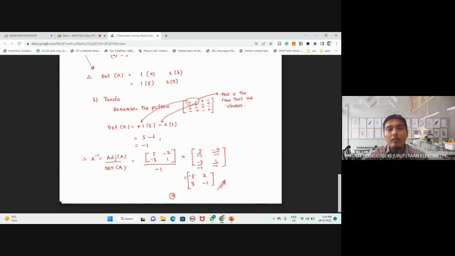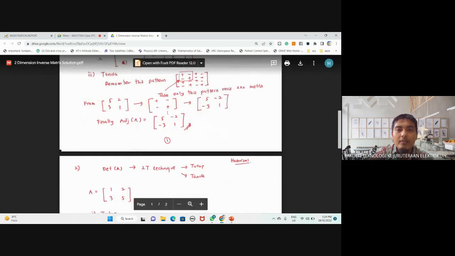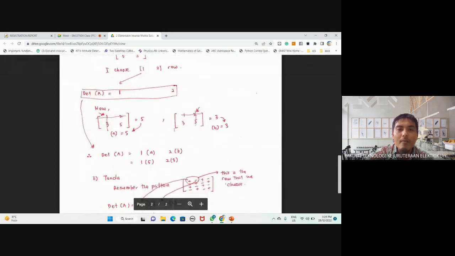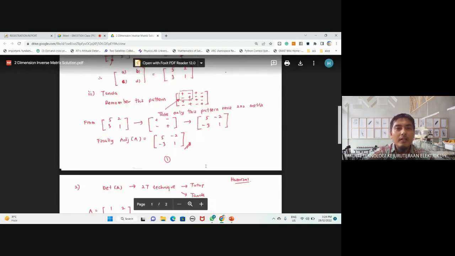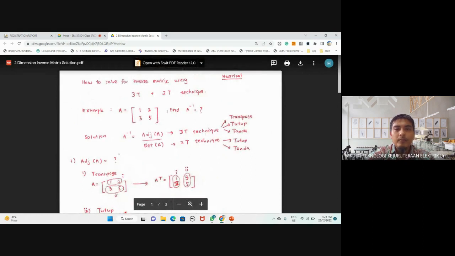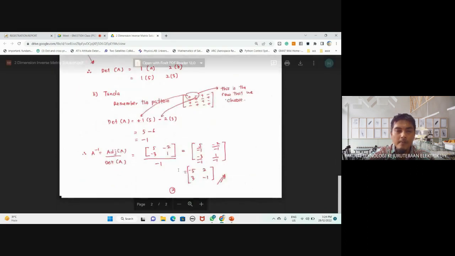Okay, so now you already have the adjoint A and determinant A. The adjoint A result divided by the determinant A result is -1. So this is the A inverse that you obtain from the calculation. So the answer is, this is your A. So the A inverse, this is the answer for the A inverse.